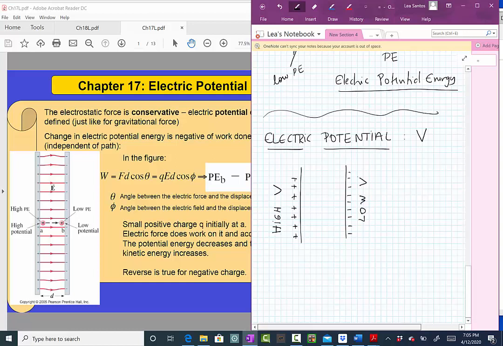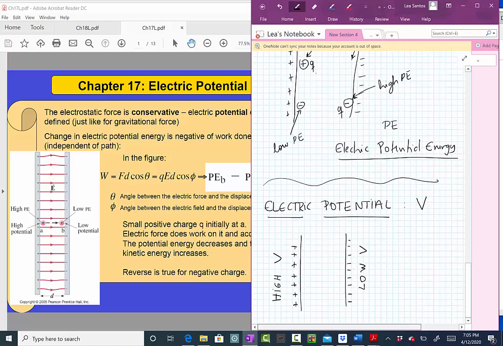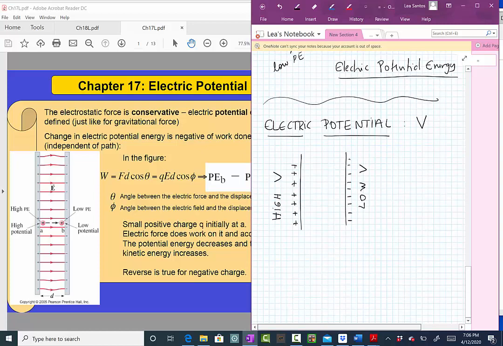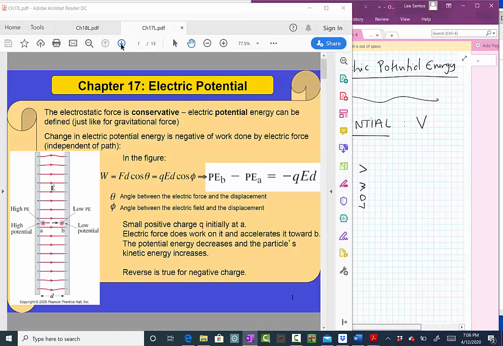potential. So potential energy depends on the charge that we put here or there between the plates. Potential depends only on the plates. We say that the plate that is positively charged has high potential. The plate that is negatively charged has low potential. What does that mean? Let's go to the next slide.